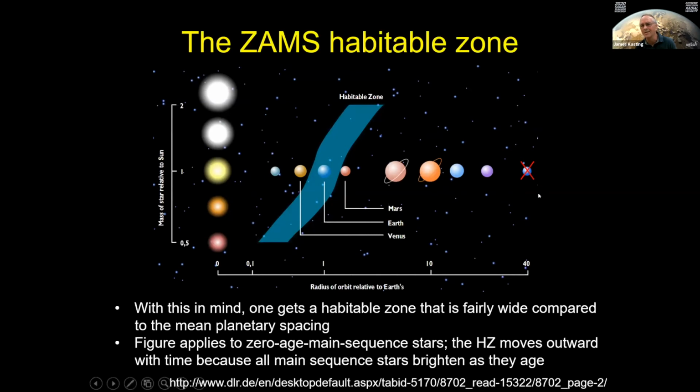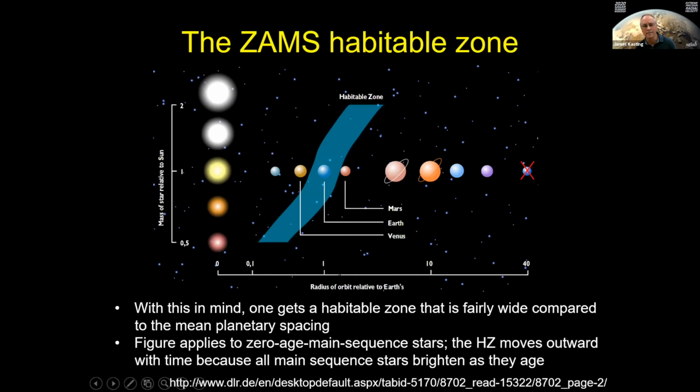So I've had to X one of them out of this very pretty diagram, which was made by some Europeans, not by me. Notice that it's called the ZAMS habitable zone. That's the zero age main sequence habitable zone. Remember that stars change brightness as they age, so you have to pick a time in the star's evolution to draw a diagram like this.